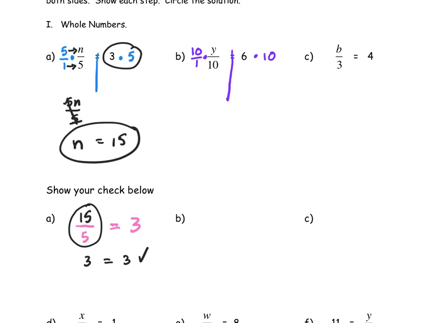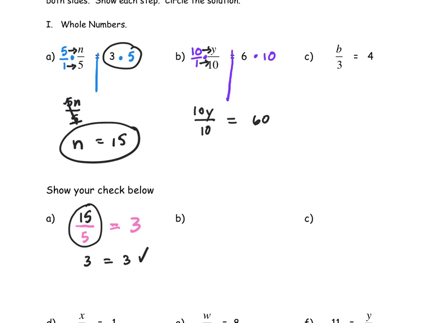Now, if you recall, when we multiply using fraction form, the numerator times the numerator, 10 times y, would give us 10y. Denominator times the denominator, that would give us 10. And on the other side, 6 times 10 would be 60.